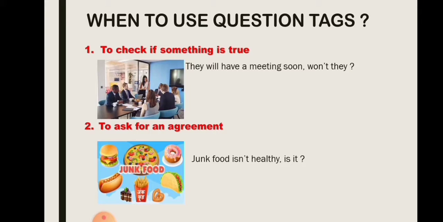For example, they will have a meeting soon, won't they? So we want to make sure if they will have a meeting soon or not. This is actually another way of asking, will they have a meeting soon? Two, to ask for an agreement. For example, junk food isn't healthy, is it? It means we want other people to agree with us that junk food isn't healthy.